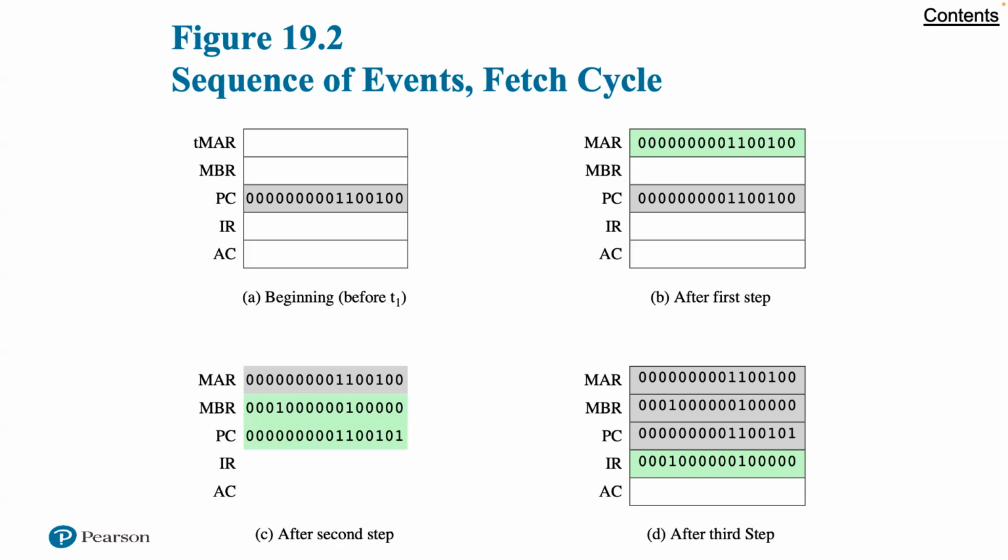The third step is to move the contents of the MBR to the instruction register. This frees up the MBR for use during a possible indirect cycle. Thus, the simple fetch cycle actually consists of 3 steps and 4 micro instructions. Each micro instruction involves the movement of data into or out of a register. So long as these movements do not interfere with one another, several of them can be placed during one step, saving time.